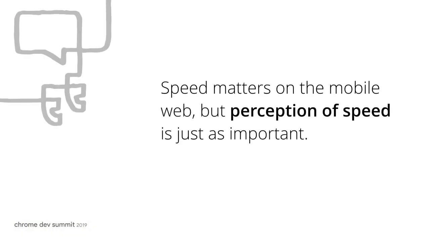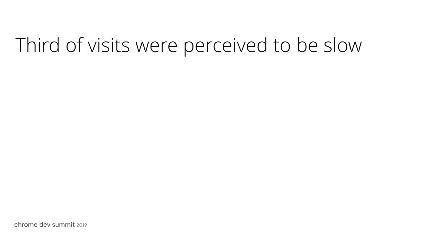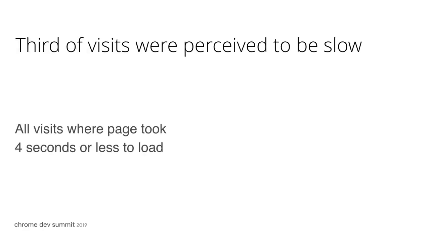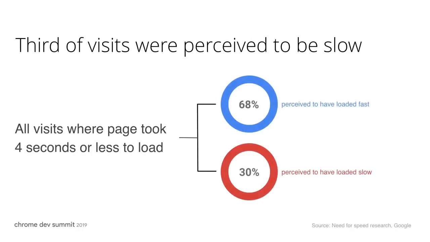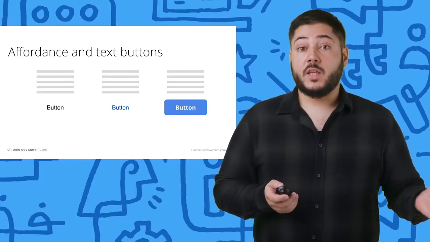Speed on mobile web is important, but the perception of speed is just as important. Because what we find is at least a third of users still feel experiences that are technically fast actually feel really slow. So what can we do to actually improve that? Well, perception and recognizable UI. Making navigation front and center is one small thing that you can do.